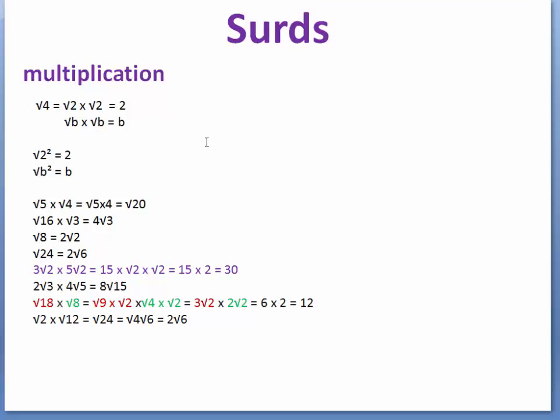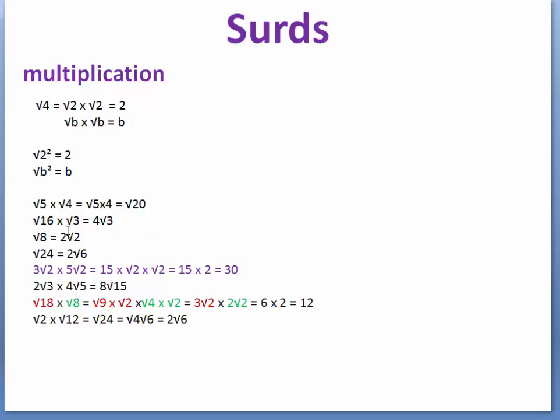Here we're going to use some of the rules of multiplication. So square root of 4, we can break that down using our rule into square root of 2 times square root of 2. Two roots which are the same multiplied together give us the number underneath the root. So square root of 2 times square root of 2 is 2. So algebraically writing that, square root of b multiplied by square root of b equals b. Square root of 2 squared gives us 2. So writing that in algebraic form gives us square root of b squared equals b. Square root of 4, which is 2 squared, equals 2.